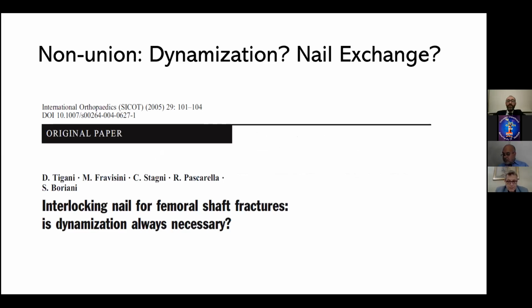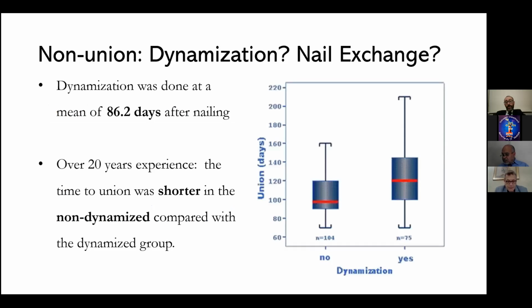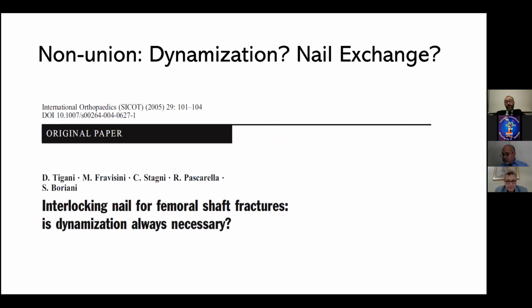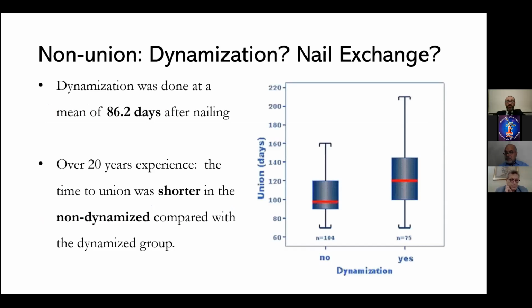Let's start 15 years ago. This original paper from the International Orthopaedics asked this question. They had 180 closed femur fractures treated with a static interlocking nail, and then 75 patients were dynamized and the rest left static. And here is the surprise. The patients who had dynamization had a longer time to unite.